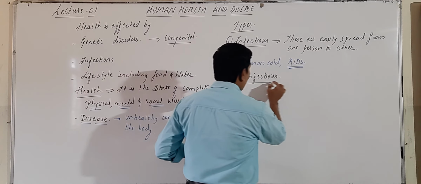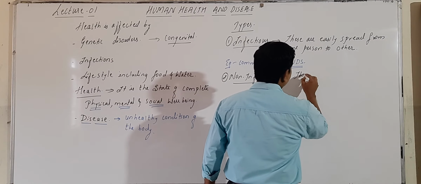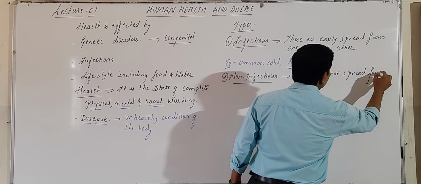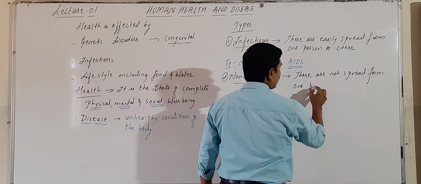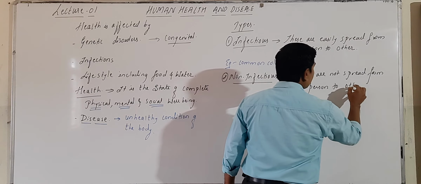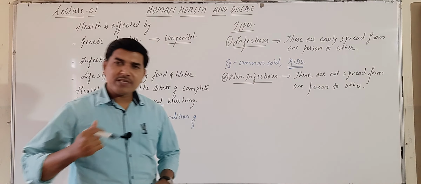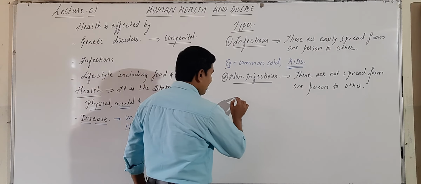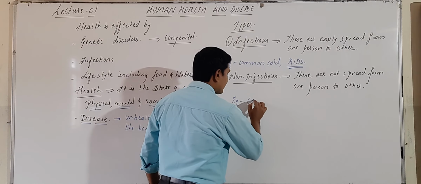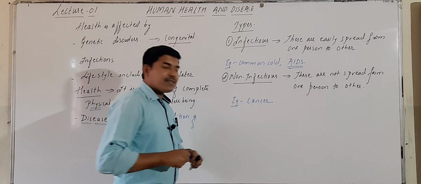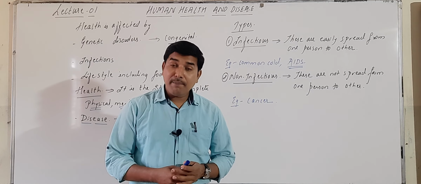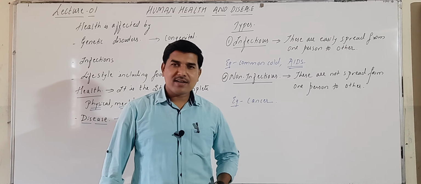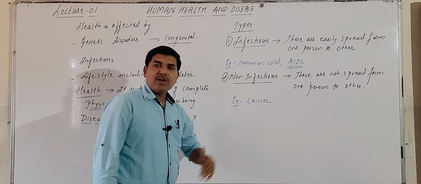Then what are non-infectious diseases? Non-infectious diseases are those which are not spread from one person to another person. An example of a non-infectious disease is cancer. Cancer cannot be spread from one person to another, but cancer is very dangerous, which may cause death under certain conditions.